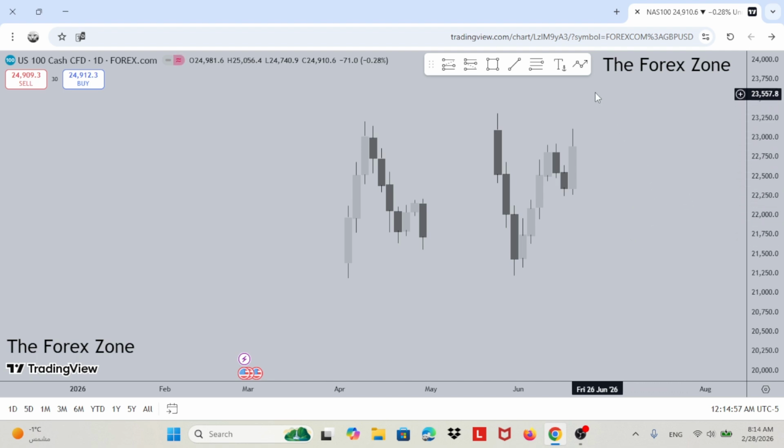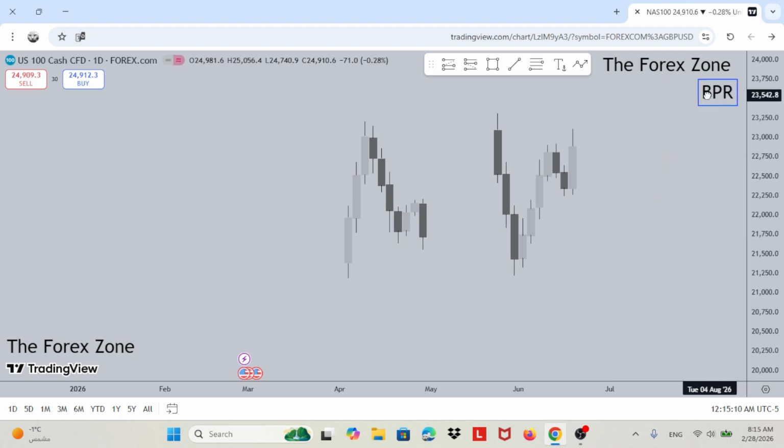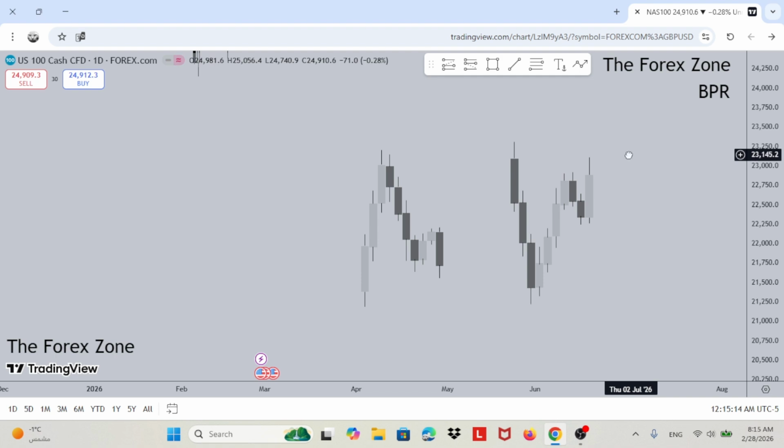Now I want you to take a deep breath and really focus on what is happening with these candles on your screen. This is where most traders get confused, but today I'm going to make it crystal clear for you. To truly master the ICT methodology, you must understand the deep logic behind a balanced price range, or what we call the BPR. Look closely at the formations I've drawn here.